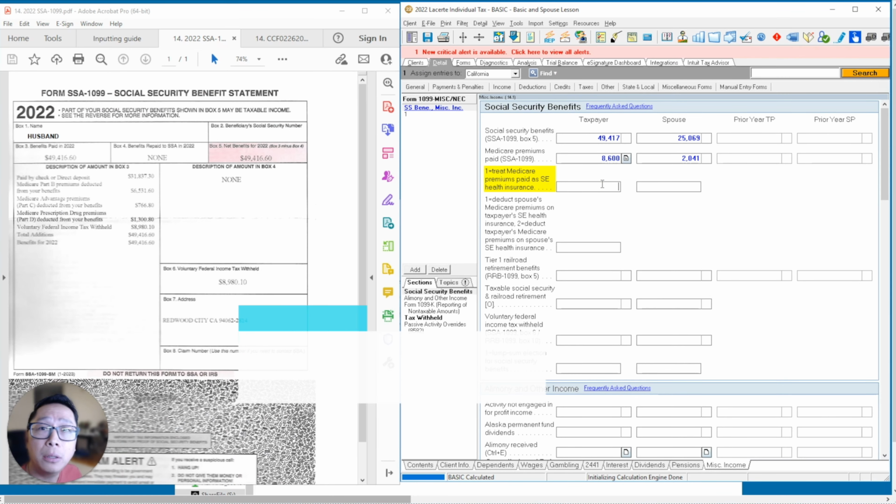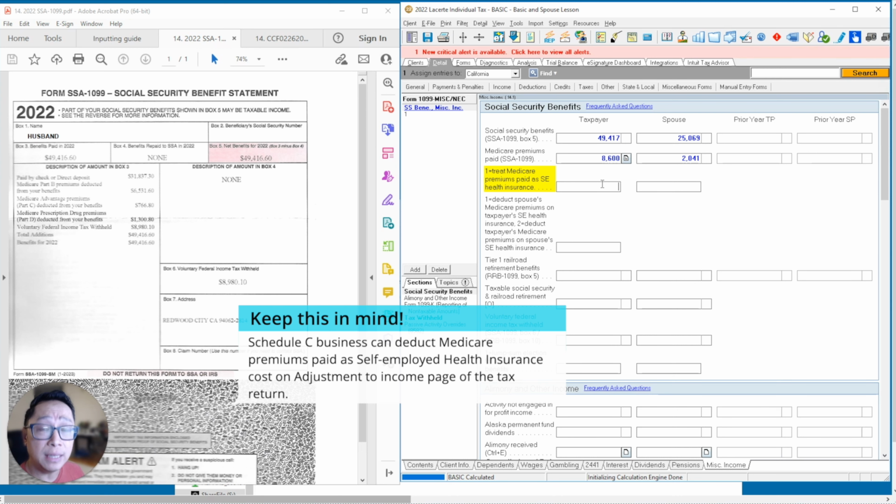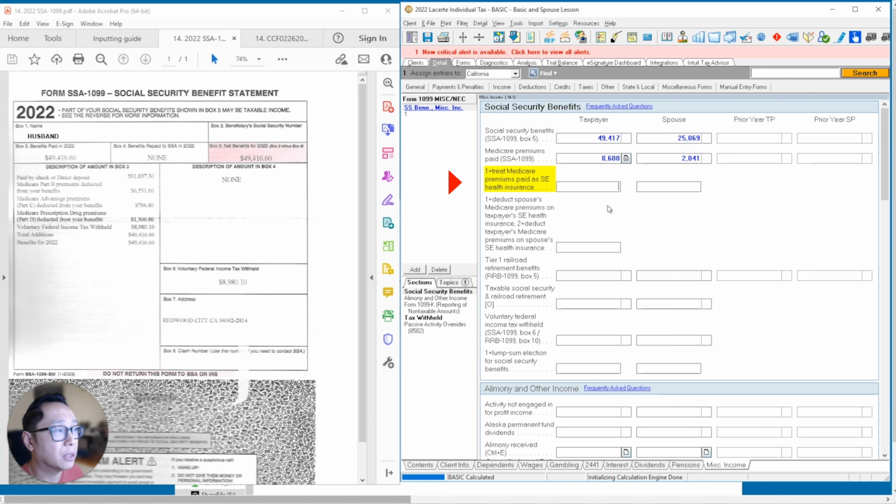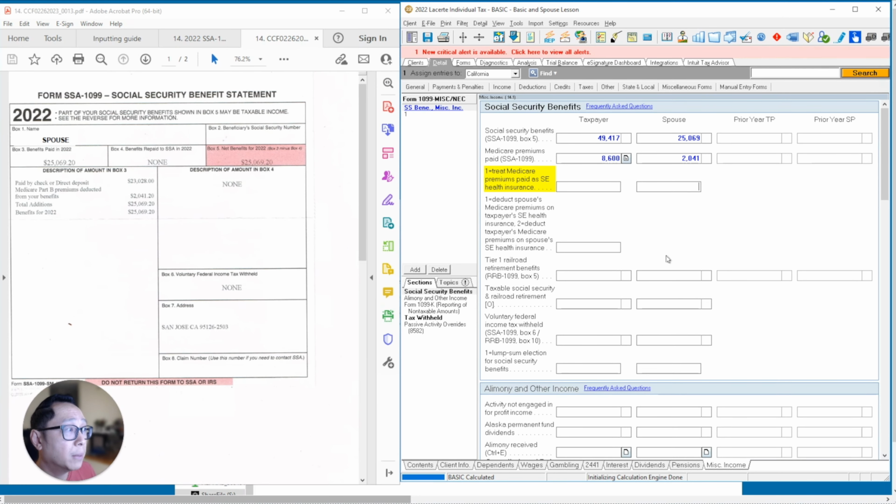If you know that the client has a Schedule C business and they also have Social Security income, you need to put a 1 in this box for whoever owns the Schedule C business. That's because the Medicare premiums they pay are an allowable deduction for self-employed people, who can deduct their health insurance. So if they are self-employed and have a Schedule C, make sure you enter a 1 in this box right here. Otherwise, most of the time it's going to be blank. And pretty much we entered all the information for Social Security benefits, which is the form SSA 1099.